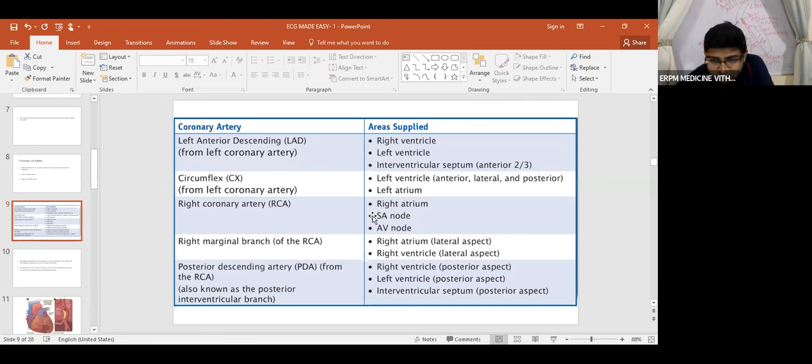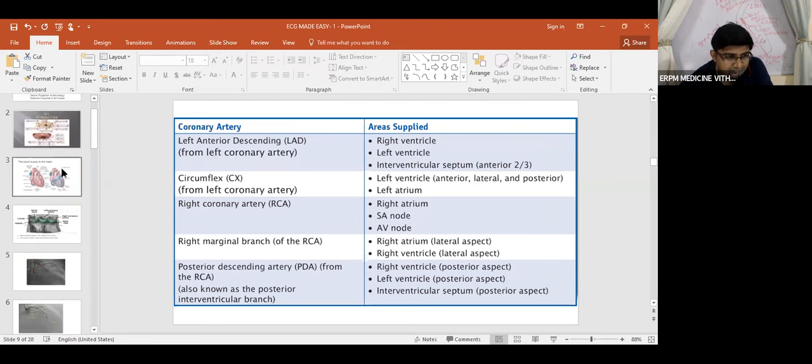If you look at the circumflex artery, it supplies the left ventricle, the anterior, lateral, and posterior aspects, as well as the left atrium.